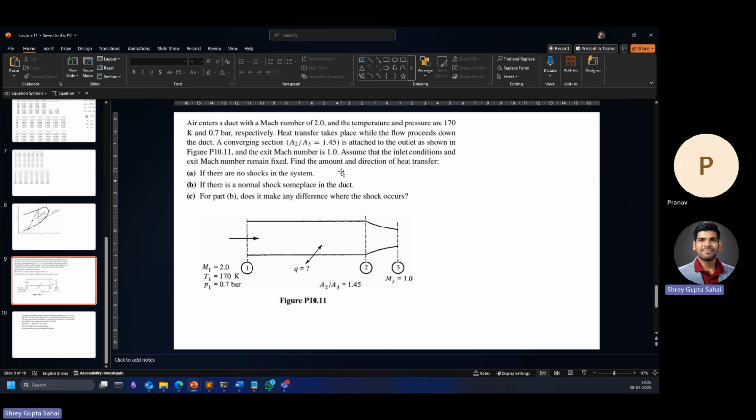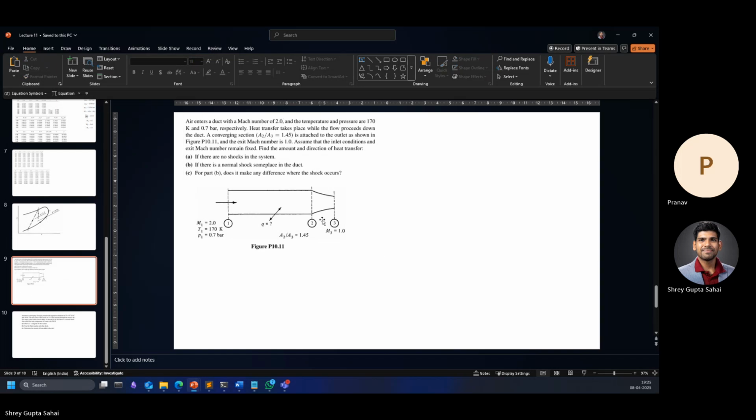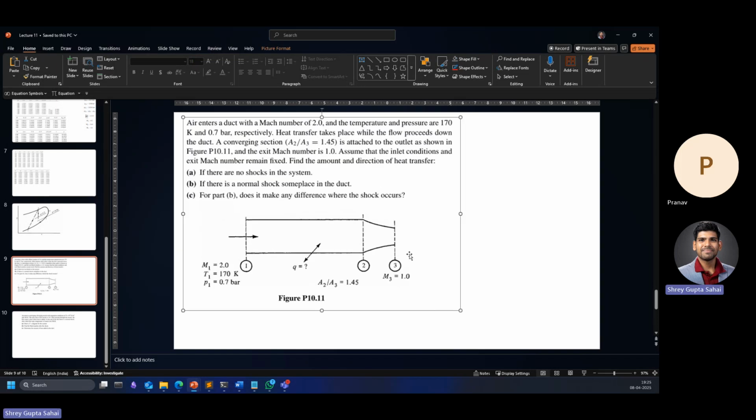So as I was saying, let's solve this problem. There are two things given to us. We have a duct from 1 to 2 where heat is being exchanged, and the flow enters at a Mach number of 2. The temperature and pressure conditions are given at the entry. And then after the heat transfer, there is a converging section. Again, the flow will expand.